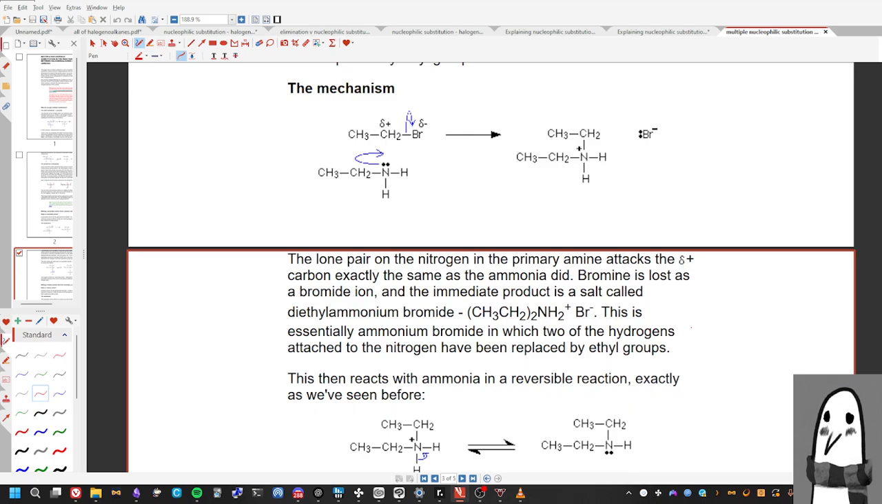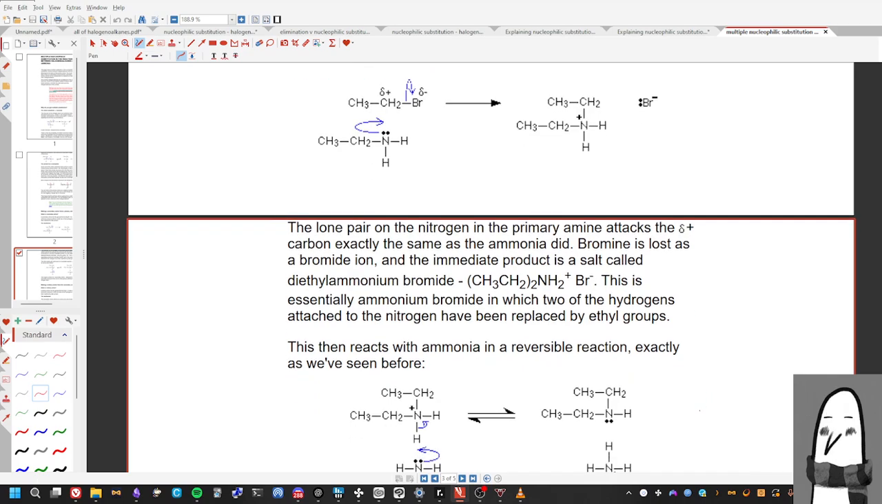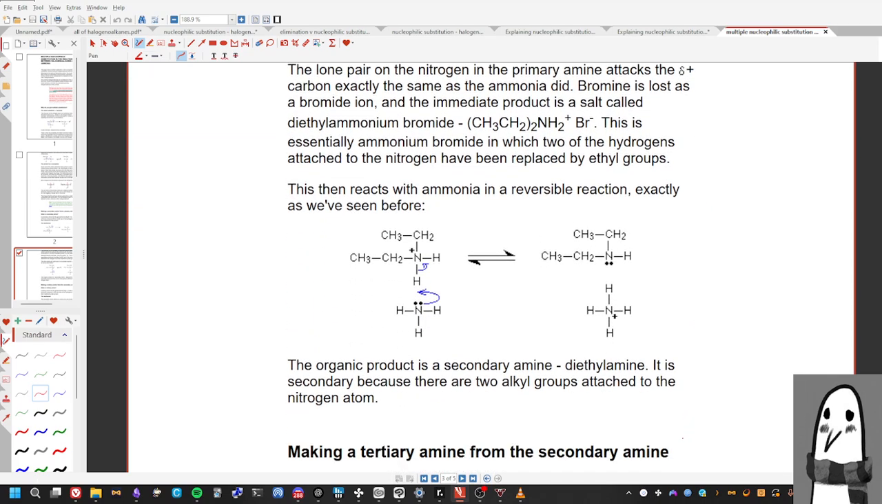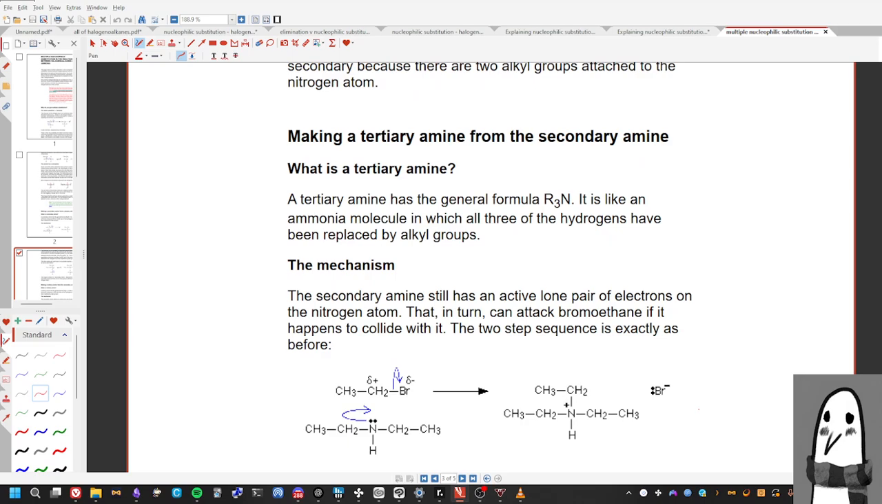Yep, we've seen this before. They're organic, so we see this as it bonds with your H group and forms NH4, leaving the lone pair. The organic compound is a secondary amine, diethylamine. It is a secondary because there's two. Tertiary.